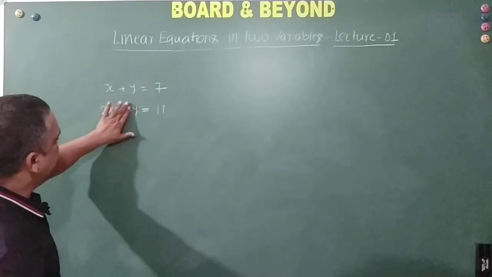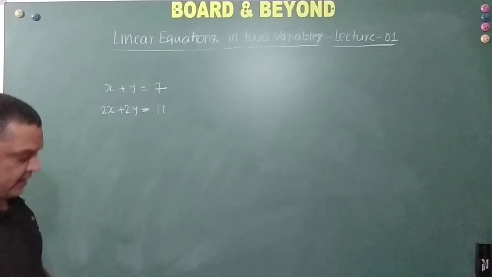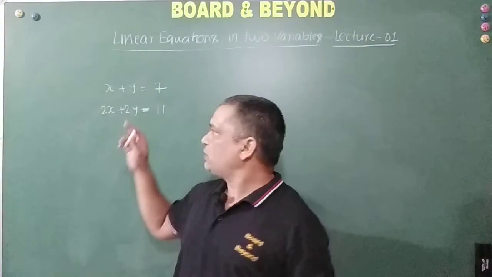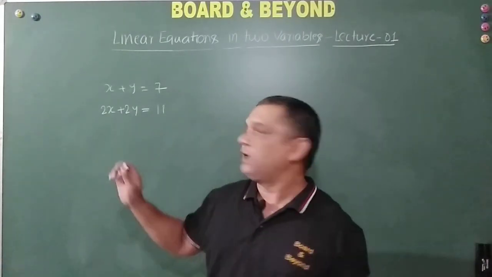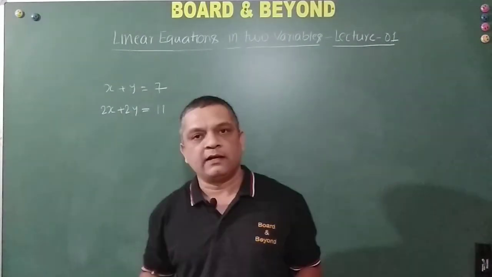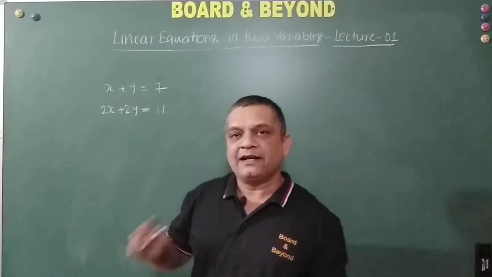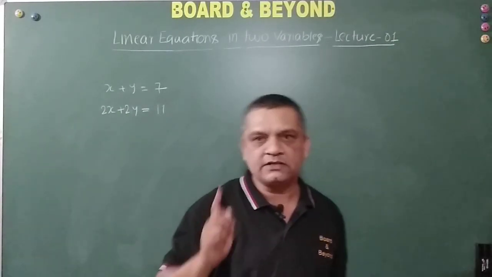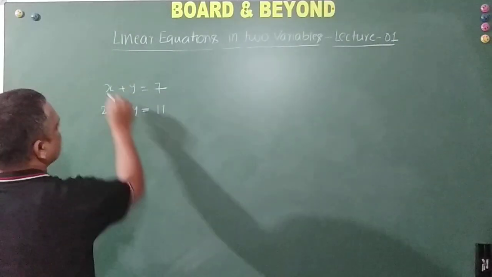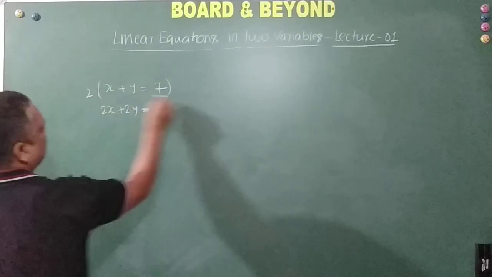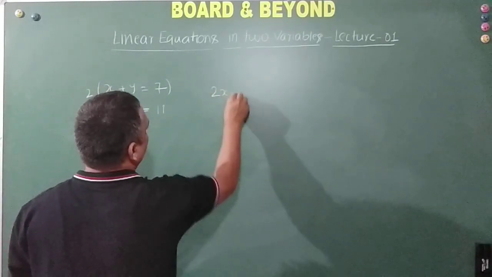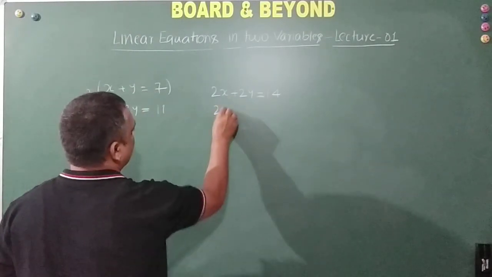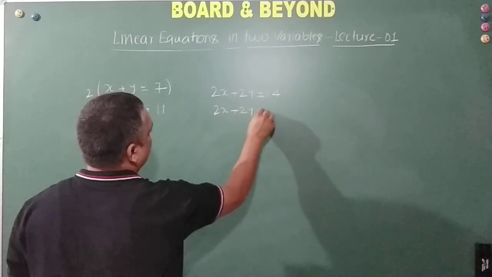I hope it is not making confusion. Now, what do we see here, my friends? When we try to actually solve this, or find out the value of x and y here, let us multiply the first equation with 2. Okay, so we will be able to eliminate at least one of the variables, right? So let us multiply this with 2. This leaves us 2x plus 2y is equal to 14. Okay, and 2x plus 2y is equal to 11.